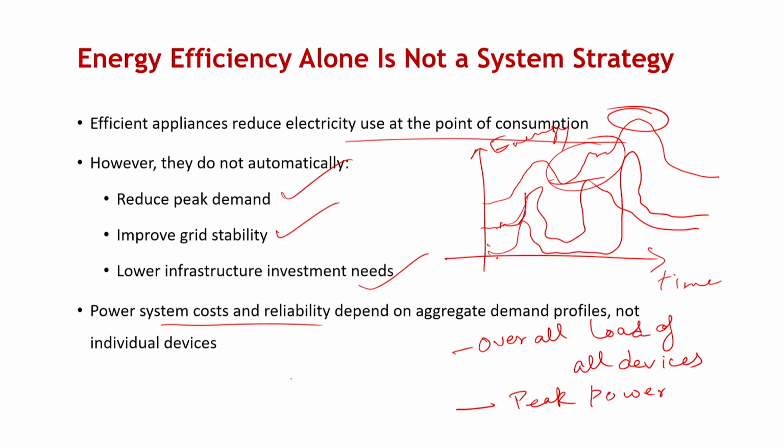You cannot simply design a system based on some average power. Suppose this was a graph, and suppose this was the average power that you need. You cannot design the system at average power, because if you do, there will be a power cut whenever the load goes above the average power generation. So this will complicate the whole system design in a very complicated way.